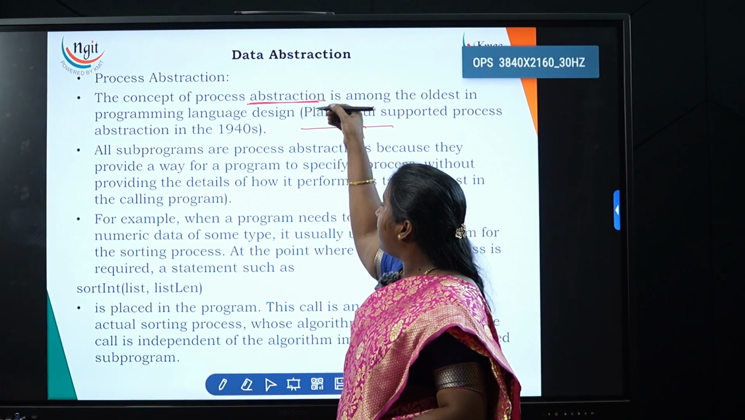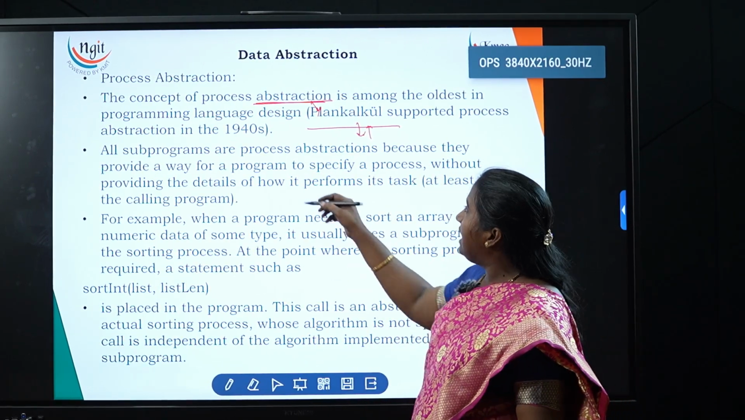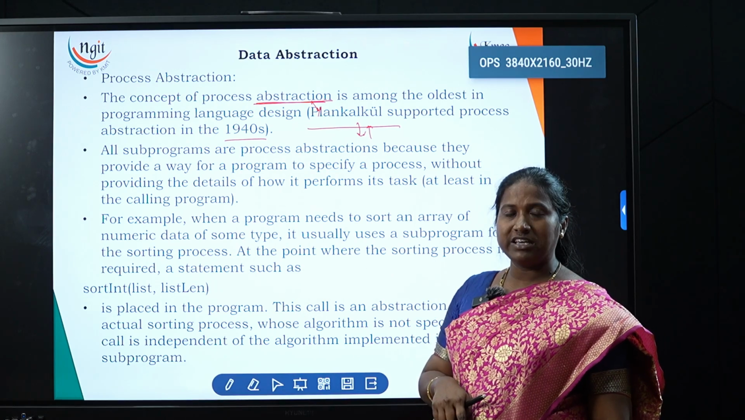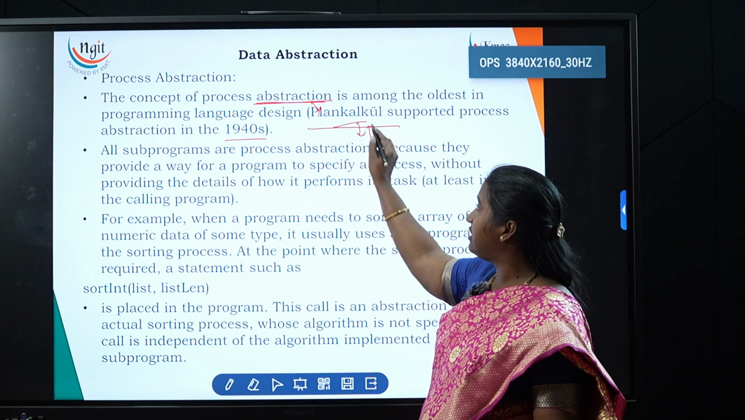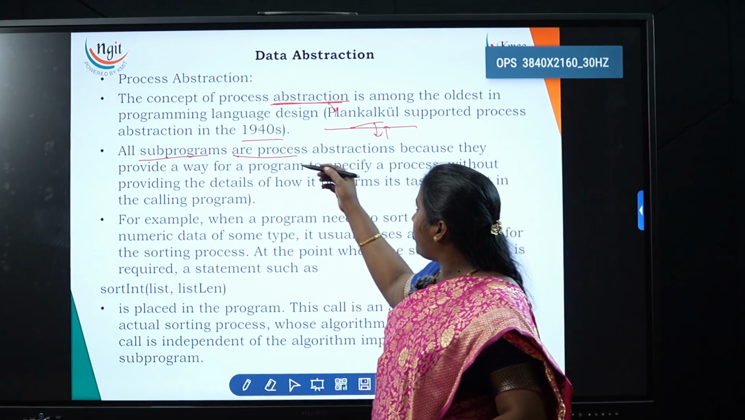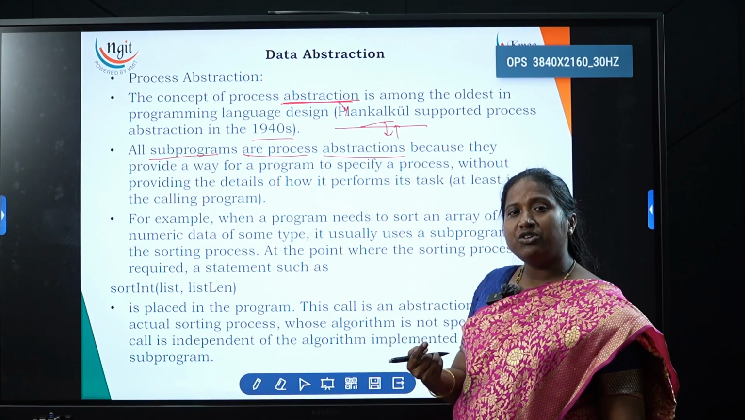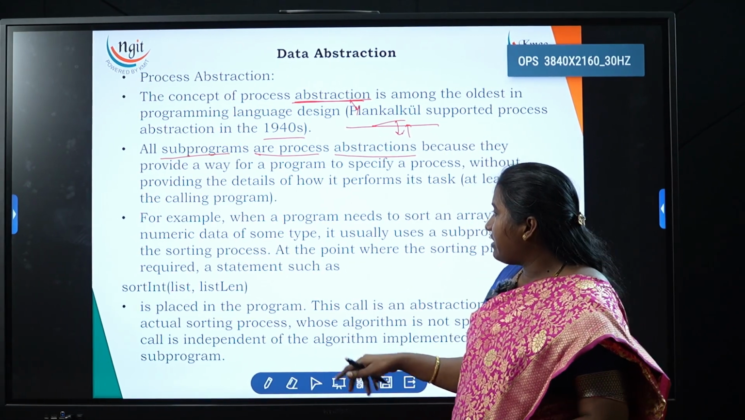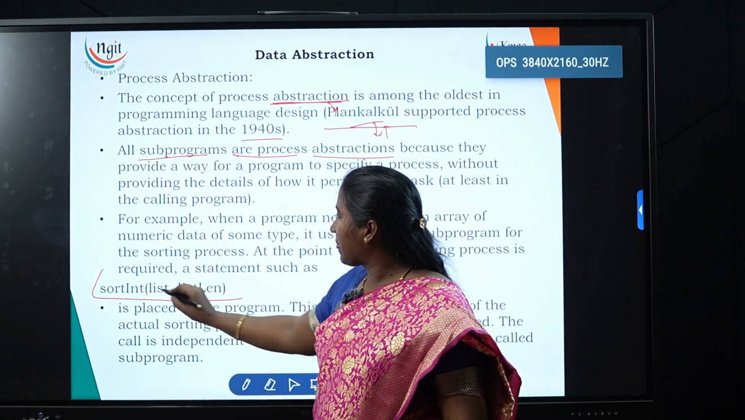So the origin of abstraction started from the plan calcul, and the year is 1940. So from the 1940s we were using abstraction in languages. Now all subprograms are process abstractions. That means every function, you can say, is a process abstraction. Now I have an example here to show. Let's look at this example.